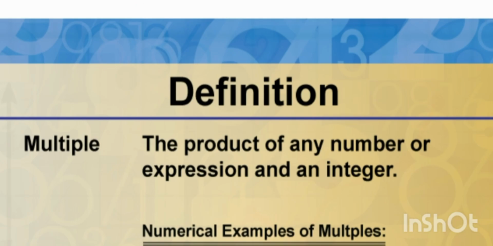Multiples. What is a multiple? A multiple is the product. The product is always found by multiplying 2 numbers, 3 numbers, or whatever. So a multiple is a product of a whole number and any natural number. So that is what a multiple is.